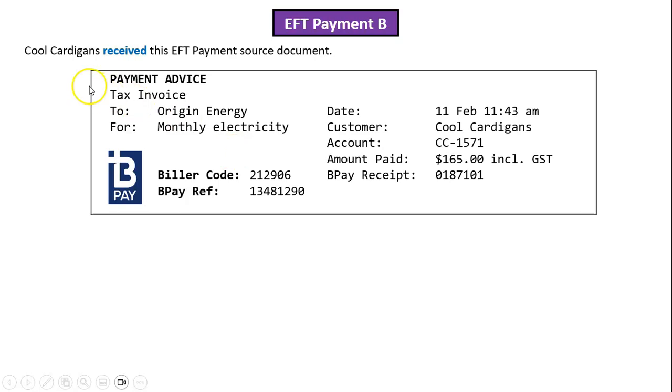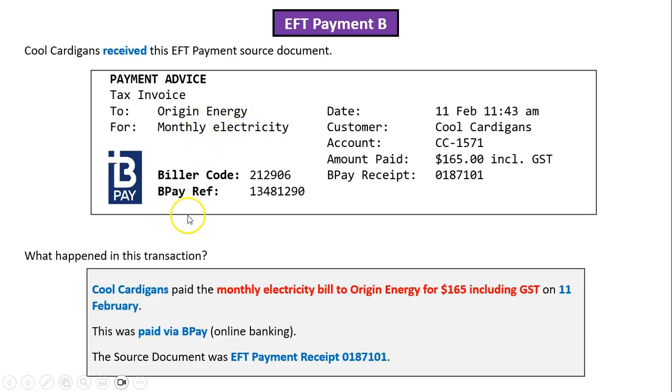But who are we? We're Cool Cardigans. That's us. We've paid $165 including GST to Origin Energy for the monthly electricity. So what happened here? Cool Cardigans paid the monthly electricity bill to Origin Energy for $165 including GST on the 11th of February. This was paid via BPay. We don't expect you to know BPay, just that it was an electronic funds transfer from one business to another. In other words, online banking.